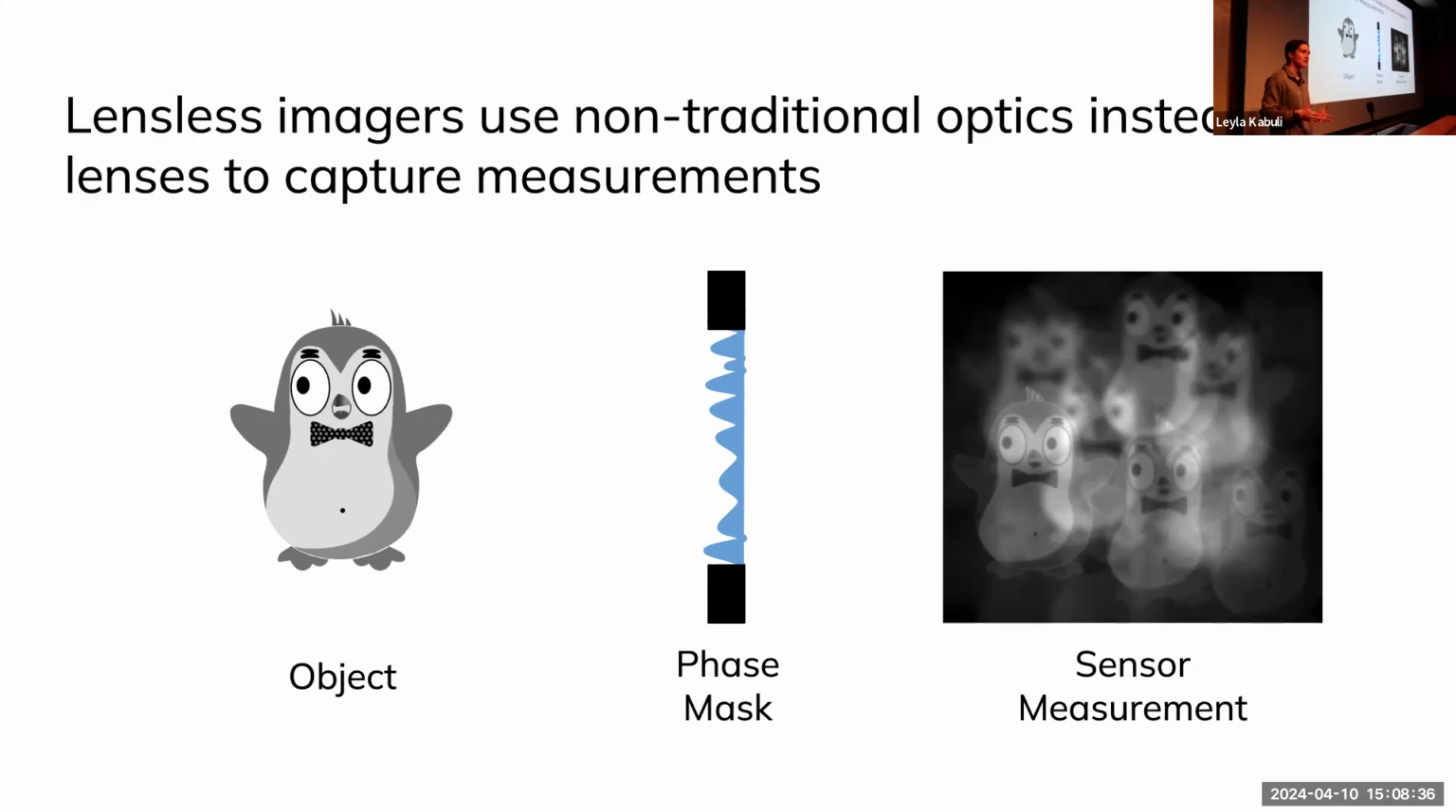Removing this lens has some really interesting advantages. It allows you to make an imager that's extremely compact. So rather than having a bulky lens setup, I can have an imager that's less than even a millimeter thick and still get good images. It's also going to be super lightweight if I don't have a heavy glass lens to deal with. And it has a super wide field of view, as the field of view is just limited by how big the sensor is.